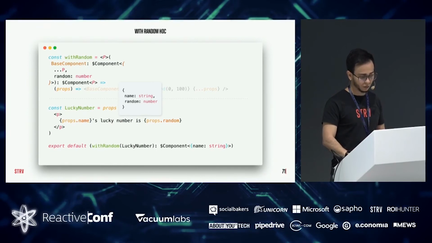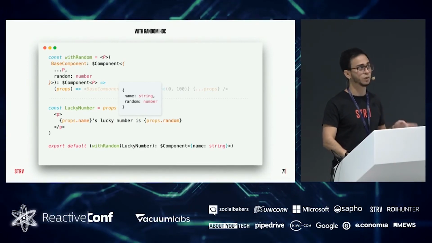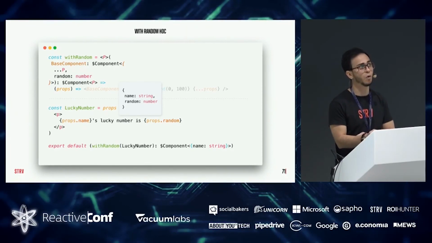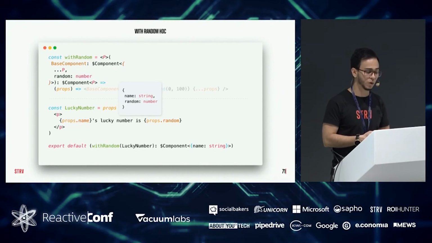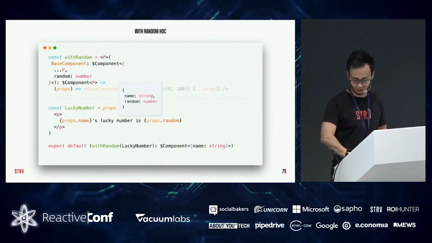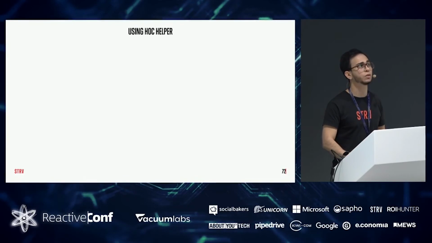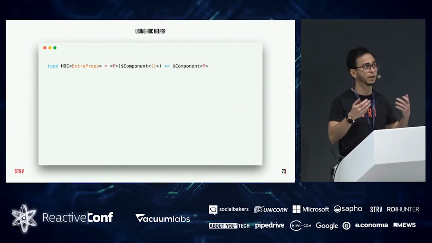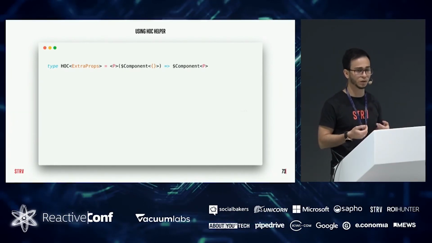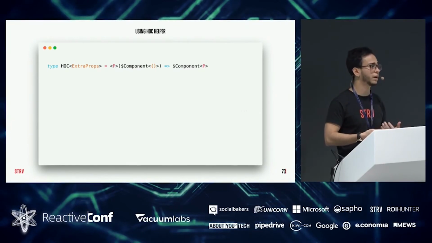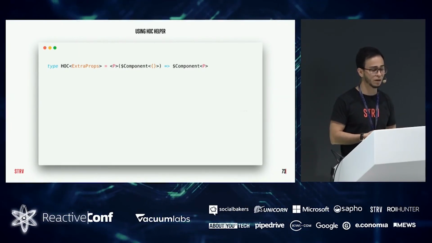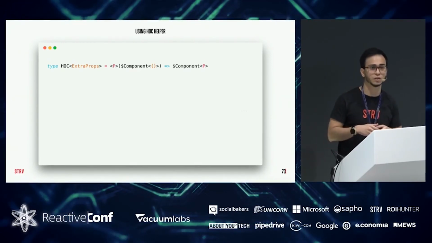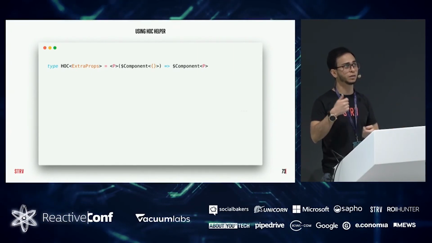Now, we could do even a bit better. This is fully typed. There's nothing we can improve on the typing so far, but we can make it easier to add these higher order component types. So what we could do is create a helper. So let's say here we just have this type HOC, and the only thing we're going to pass is the extra properties that this higher order component is going to be adding. And on the right is just the normal signature that I showed you before. So it's just a function that takes a component and returns the new component.